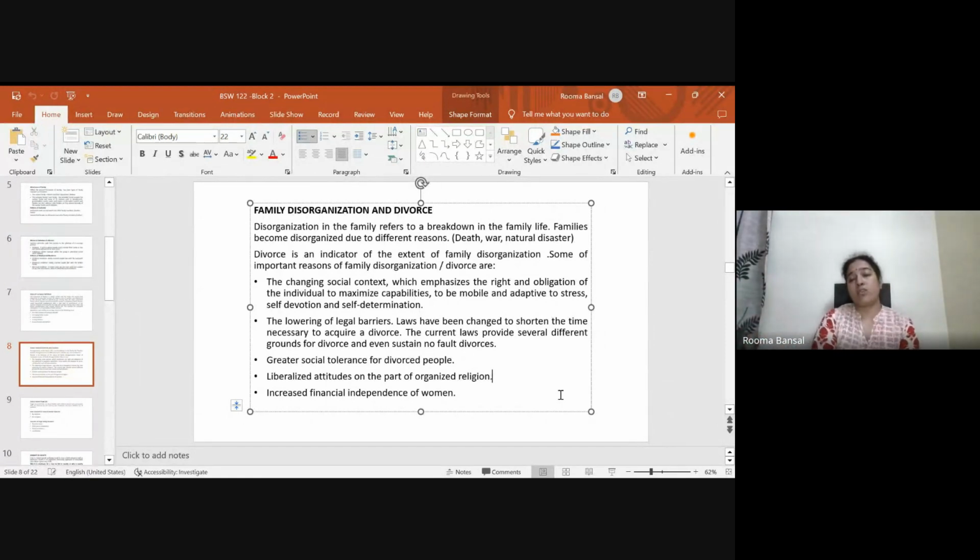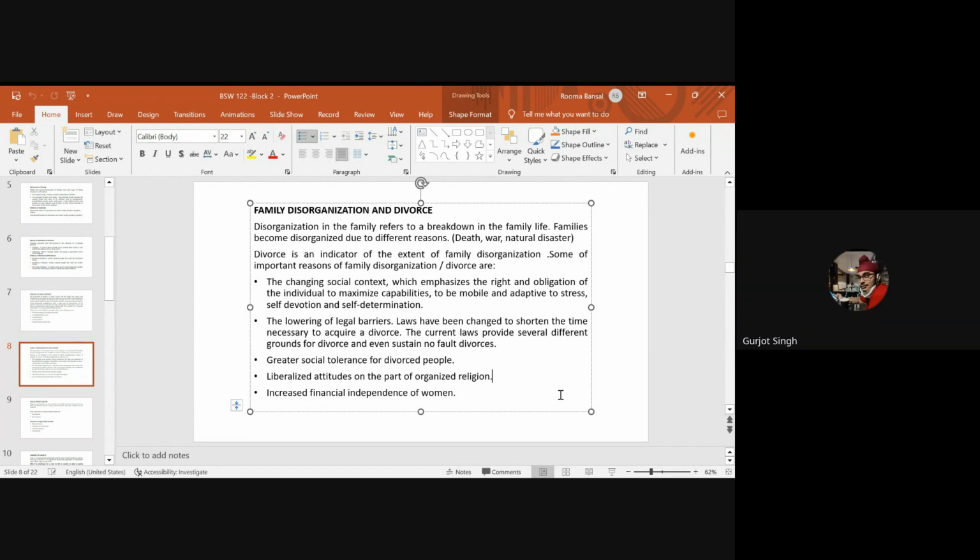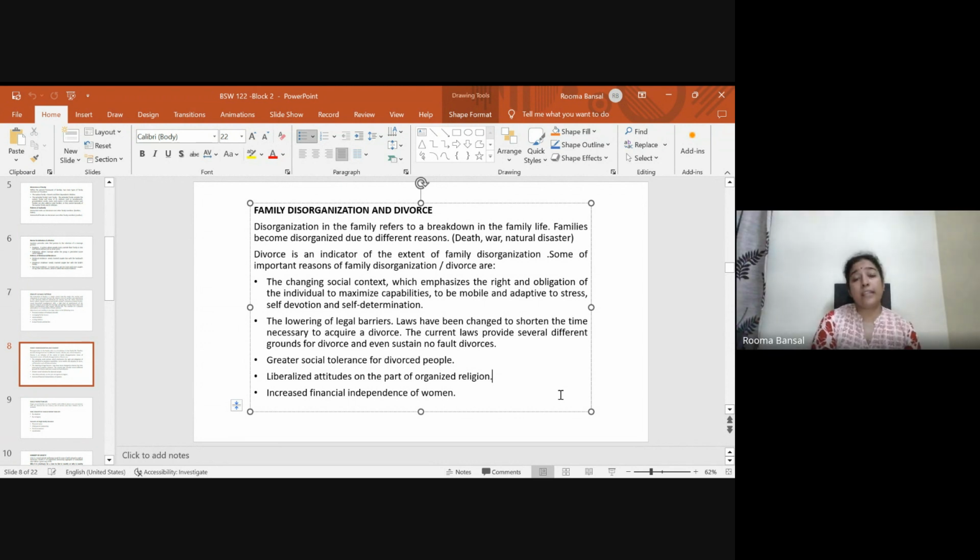Increased financial independence of women. In the old age or ancient era, or 15-20 years back, women were not financially independent. They were dependent on their husbands. The family was run by the earnings of the husband. In some areas, now also, women are not independent. So they are ready to sacrifice, they are ready to adjust.